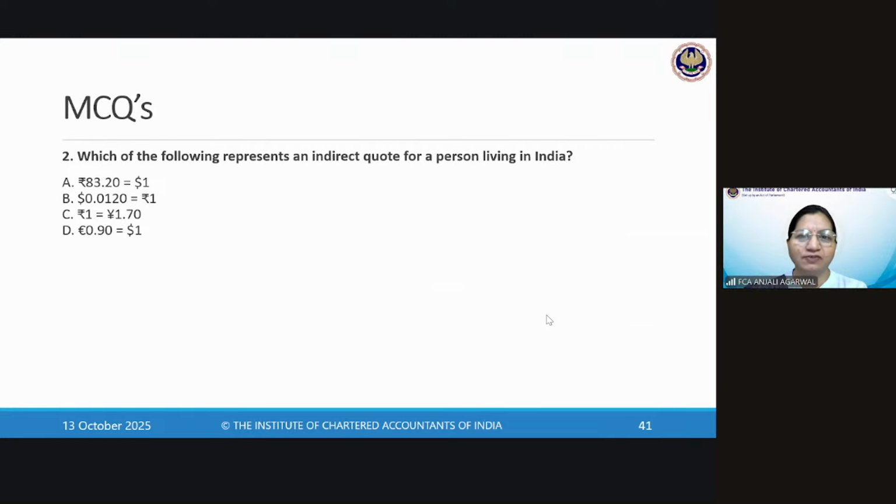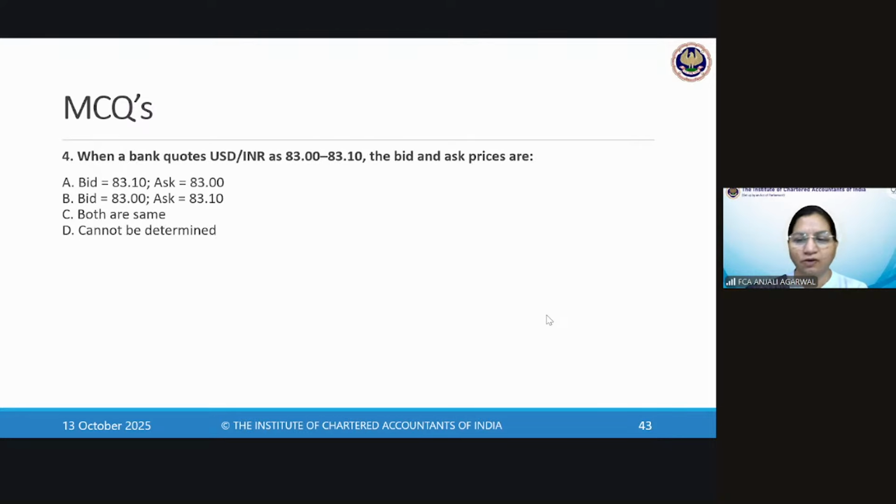Great. Which of the following represents an indirect quote for someone in India? B is the right answer. Very good. Third question. USD INR rate is 83. What does this mean? $1 is equal to 83 rupees. A. $1 is equivalent to rupee 83. A is the right answer. Good. All of you are getting it so far, no? Not just the ones who are speaking. All of you? Right.